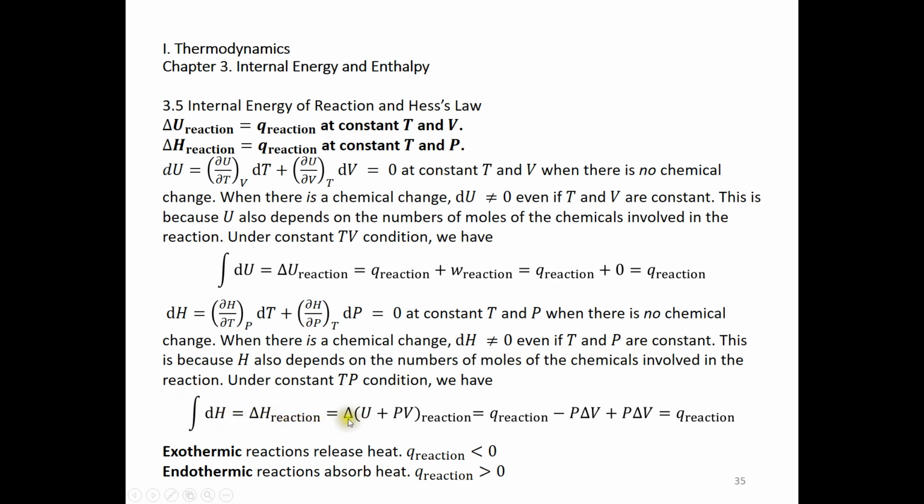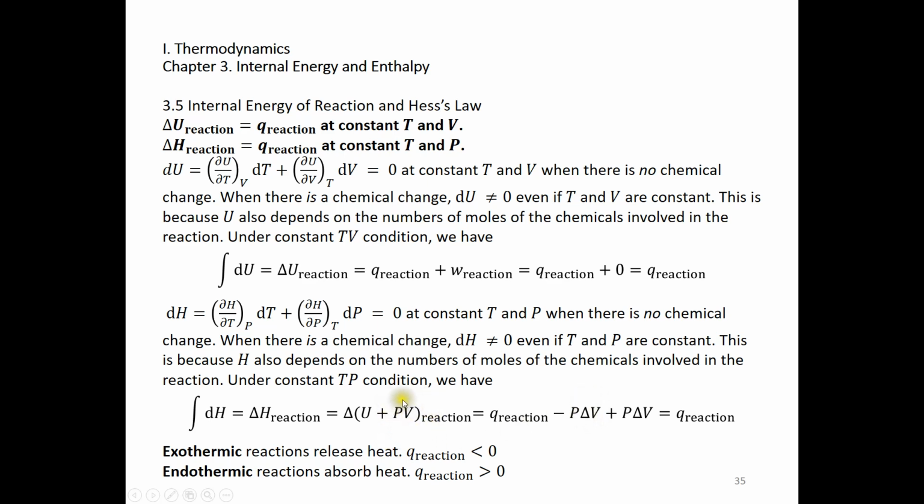It can be expanded as U plus PV. That's just the definition of H. H is defined to be U plus PV. And then we have this equation. This is because delta U is Q plus W. This is Q and this is W. W is negative P delta V under constant pressure conditions.